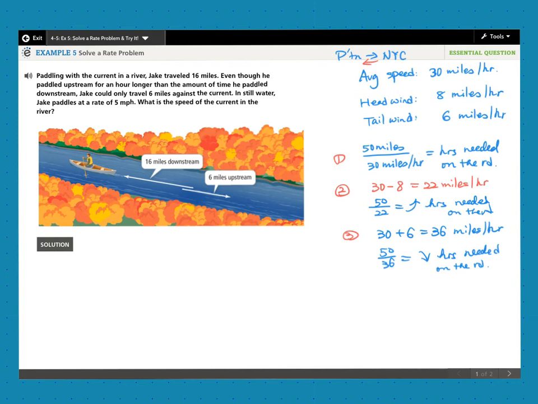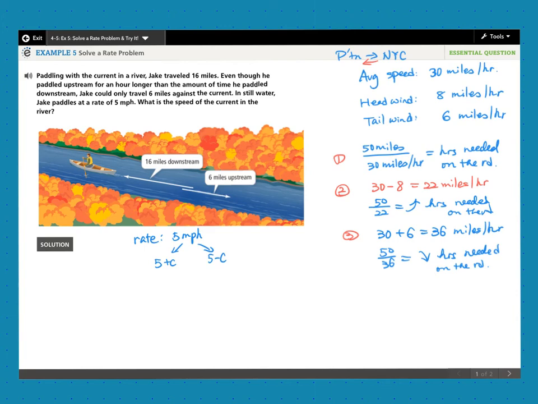So right here we've got quite some information, and then in the end it tells you that his average paddling rate is 5 miles per hour. This is important. And then it's asking for the speed of the current, let's call it c. So upstream it would be 5 minus c, downstream would be 5 plus c. Okay?